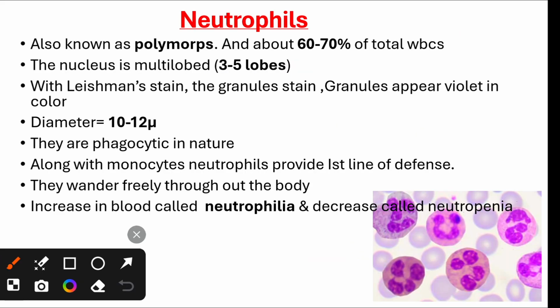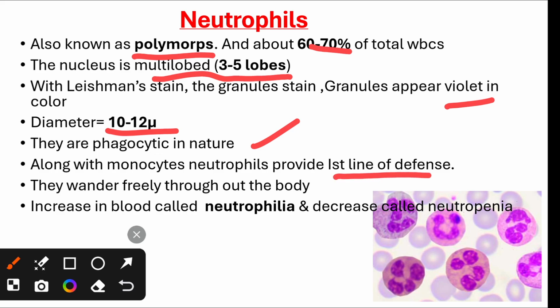Neutrophils. They are also known as polymorphs and about 60 to 70% of total WBCs. Nucleus is multilobed, that is 3 to 5 lobes with the Leishman stain. Their granules appear violet in color. Its diameter is 10 to 12 micrometer. They are phagocytic in nature. Along with the monocyte, neutrophils provide the first line of defense.